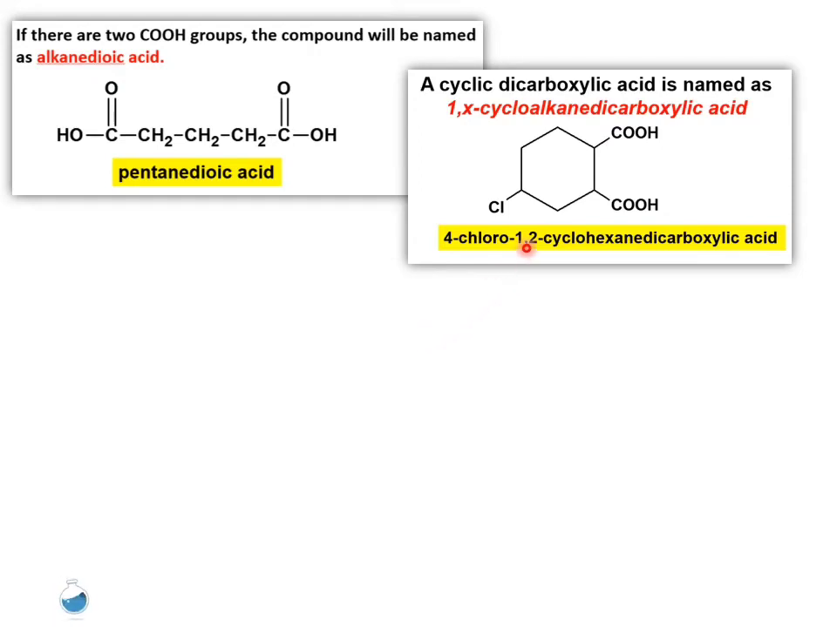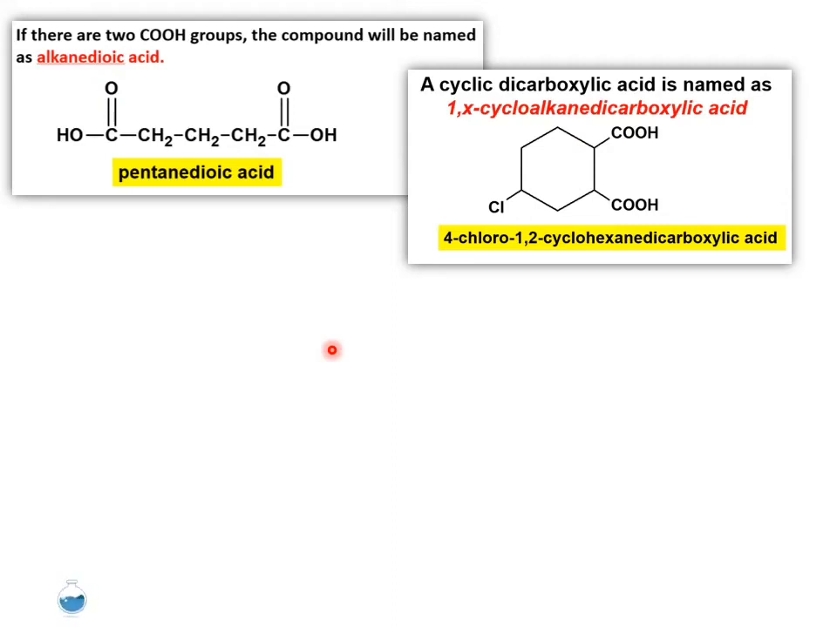So that's why here 1, 2 cyclohexane dicarboxylic acid. Okay, so we start numbering from here 1, 2, 3, 4. So kita kena beri keutamaan kepada COOH group.